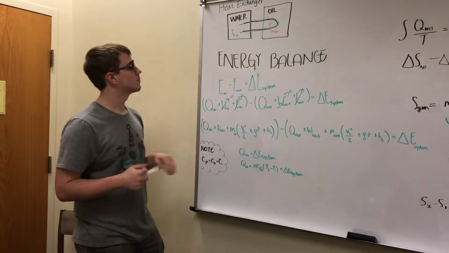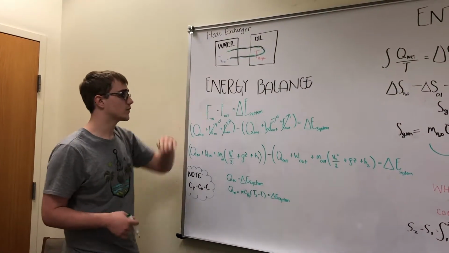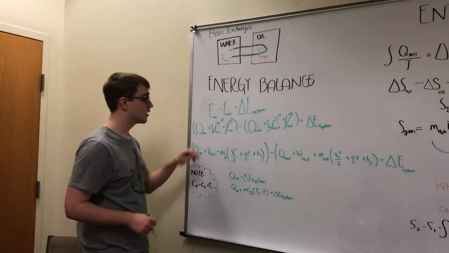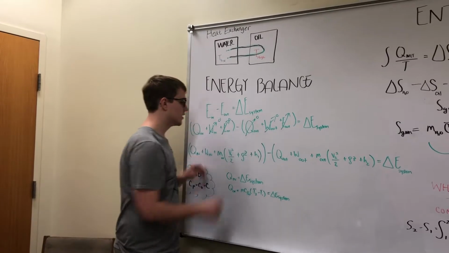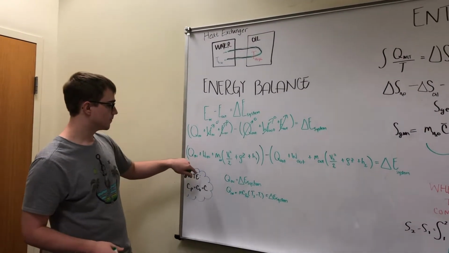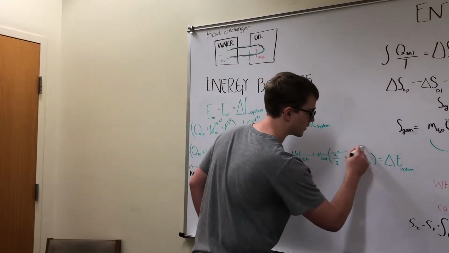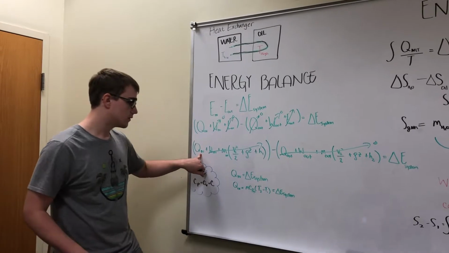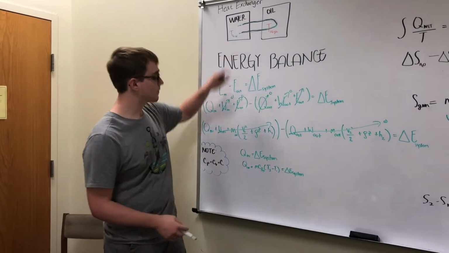Because for the duration of the experiment, the water is at T low and never goes above the oil's T high, heat flow is only in one direction, so there's no heat flow out of the water. So basically we reduce down to just Q in, and the Q in is equal to the change in energy of the system, which is our water again.